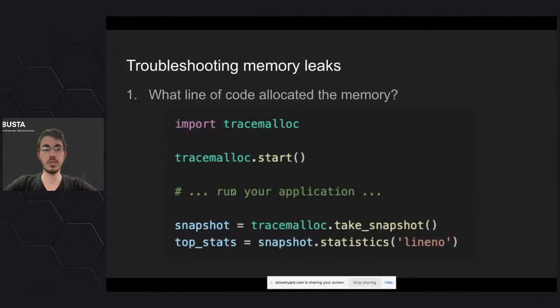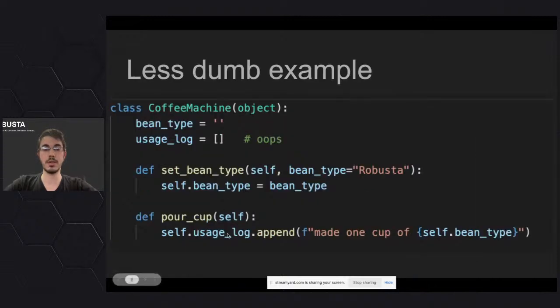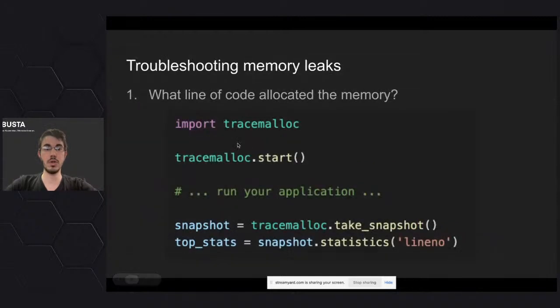So the first approach is essentially you want to say, okay, what line of code allocated the memory? Now, if I go back to this example, then it would be this line. So I'd be able to point at this line. I'd be able to say on this line, I did something that allocated memory, and that memory was never freed. So in Python, you'd use a library called Tracemalloc that's built into the standard library, I believe.